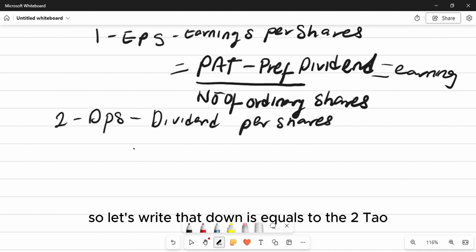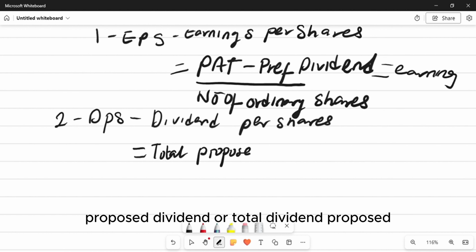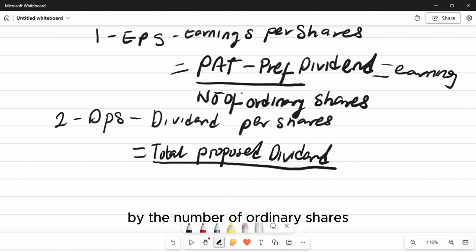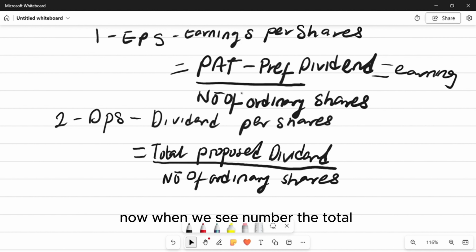So let's write that down. Dividend per share is equal to the total proposed dividend, or total dividend proposed, divided by the number of ordinary shares. Now, when we say the total proposed dividend, this is usually given directly.